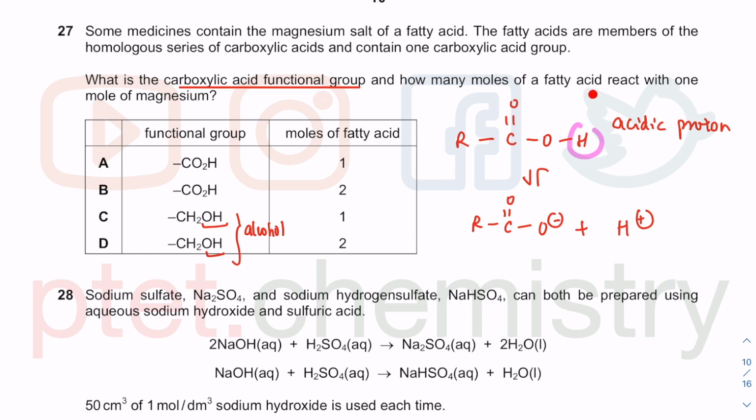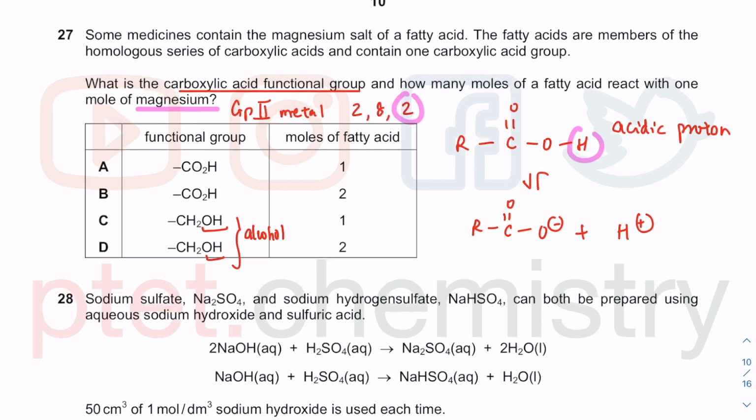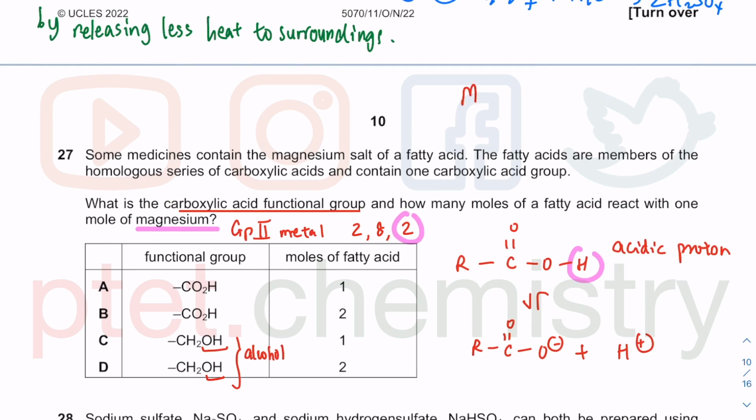Now, how many moles of a fatty acid react with 1 mole of magnesium? This is a tricky question. Magnesium is a group 2 metal, and I should have used the Roman numeral actually. I was a bit confused between A level and O level. Now this is 2,8,2. How do you get to a completely filled outer shell? You will get an Mg2+ ion. Having done that, we can see that you only have one carboxylic acid group.